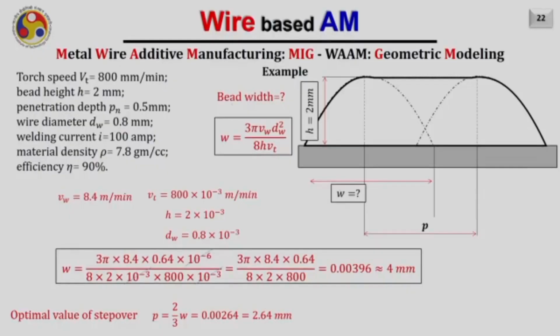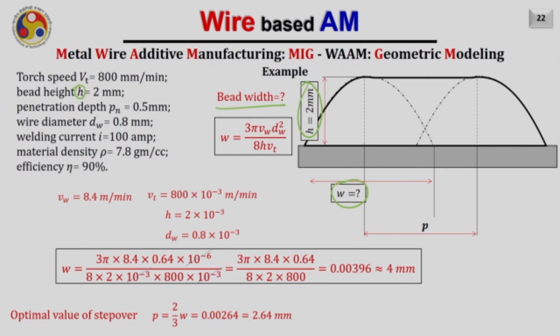Now let us move to the second part of the example, that says what will be the bead width. We know the height is given to us, and it is also said to assume that the bead profile is parabolic. So if it is parabolic and the height of the bead is given, it is asked to find just the width of the bead.